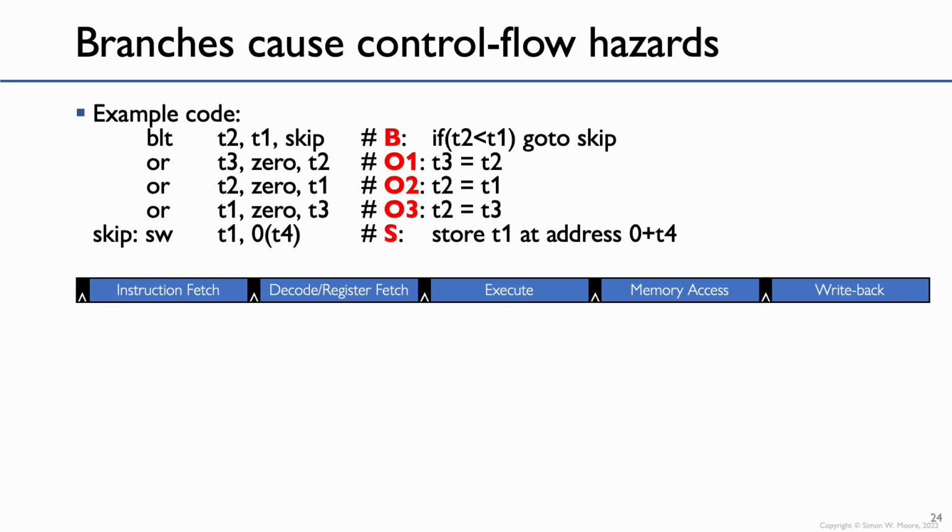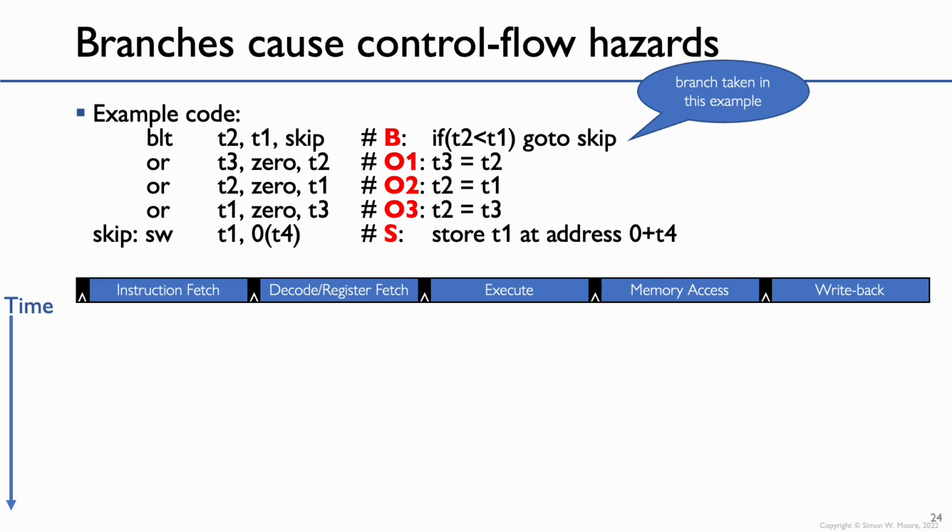So branches cause control flow hazards. So here's some example code. We've got a branch less than instruction, and this is basically going to branch around a bit of code that swaps the T2 and T1 registers over. Okay, and the branch conditionally branches to the label skip, which stores the T1 value at some address. Okay, so let's assume the branch is taken in this example and see what happens in the pipeline.